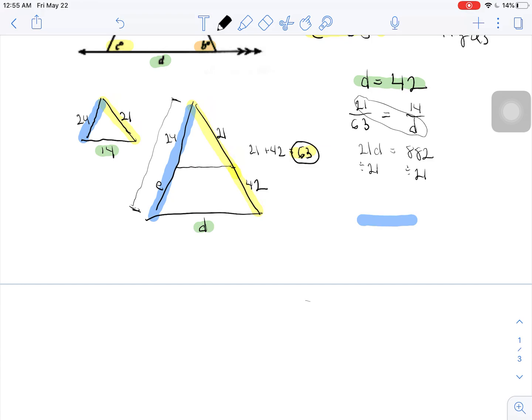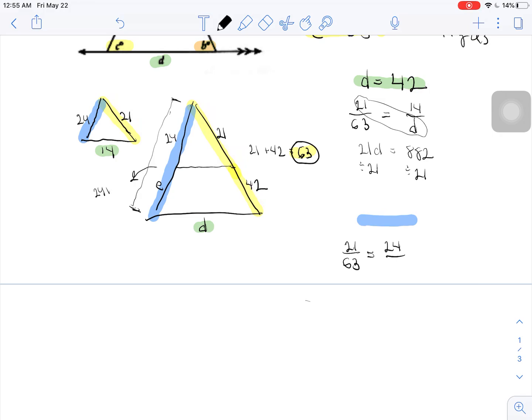So we're going to reuse those yellow ratios again. Little triangle to big triangle, 21 to 63. And then if we do the blue sides, the little triangle is 24 and the big triangle is 24 plus E. Because remember, we have to add the sides together to get the whole thing.